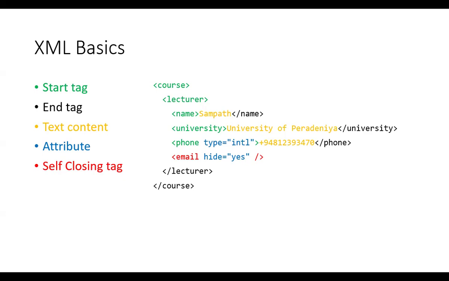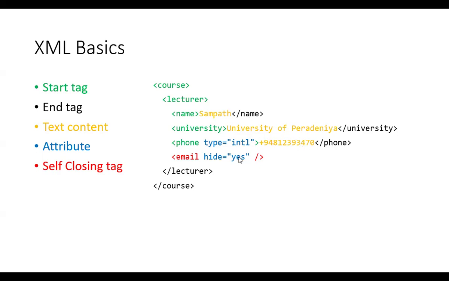So in the different colors, actually, I have represented the starting tag, and then usually you have an end tag. Most of the time you have start and end, but there are some cases that you can have a single element. For example, if you focus on email, it will be ended in this fashion, which we call a self-closing tag. And then with the tag, you can have what we call the text content. For example, the lecturer's name is put in a different color here. Like in my case, my name, Sampath, is here under name, and then the university and also the phone number, right? So those are text content.